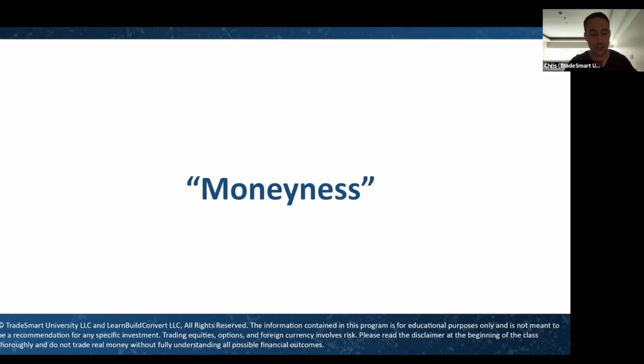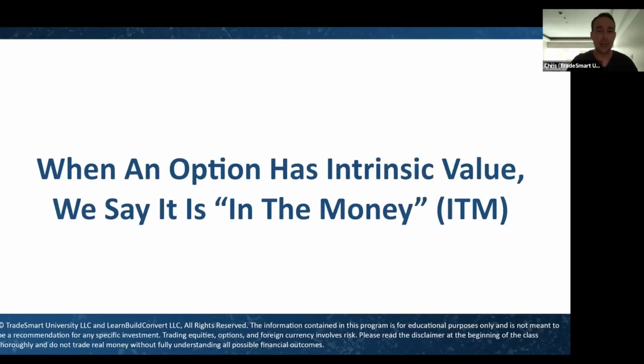We're going to move on to the concept of moneyness. So moneyness is a silly word, but basically it just encapsulates these three and a half, four phrases that we use, which are in the money, at the money, and out of the money. And then sometimes people use the phrase near the money. So when an option has intrinsic value, we say that it's in the money. So when you hear the phrase in the money, it just means that the option has intrinsic value.